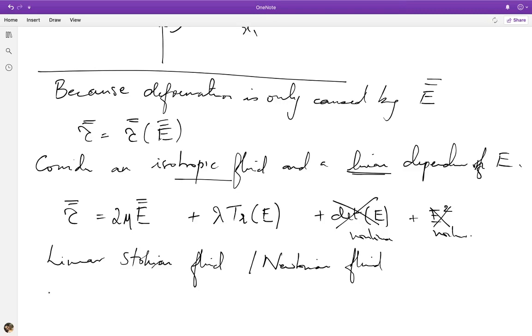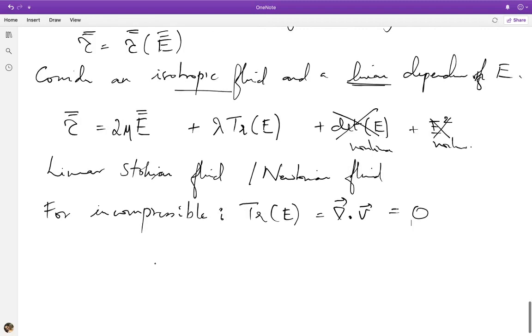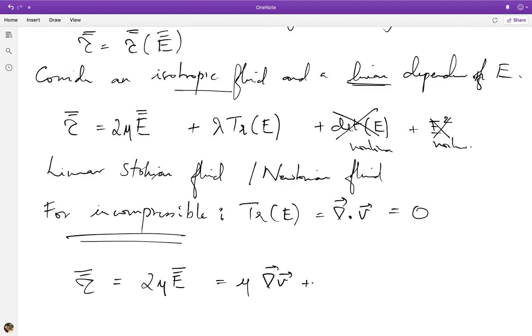However, now we can make a further simplification for incompressible fluids, which is what we will be focusing on in this course. So for incompressible fluids, as I said earlier, the trace of E, which is equal to the divergence of the velocity, is exactly 0. And therefore, for an incompressible fluid, we can write down the Newtonian or linear Stokesian constitutive relationship as simply 2 times the viscosity mu times E, the symmetric part of the gradient of velocity.